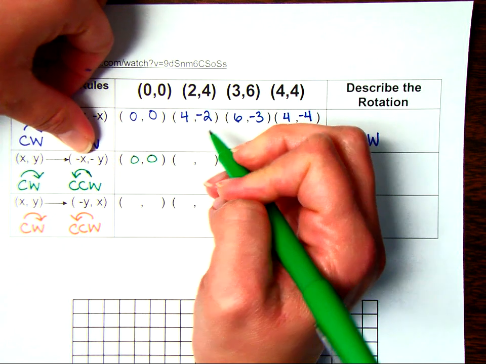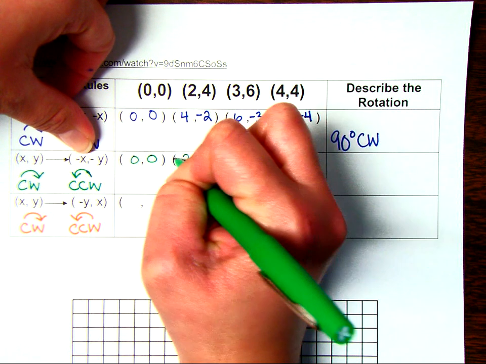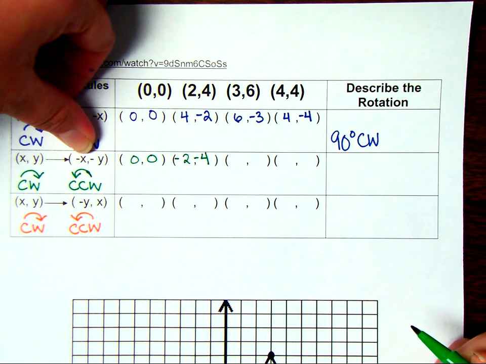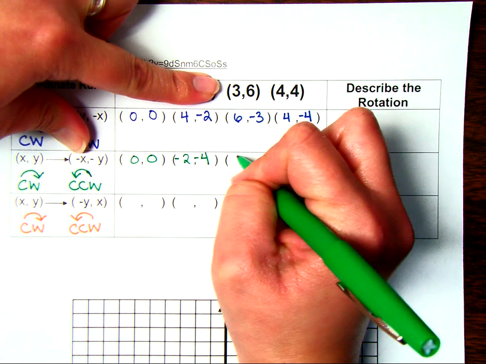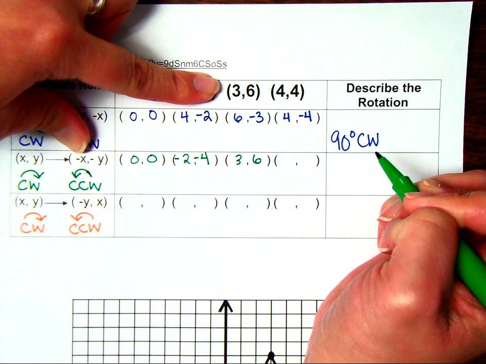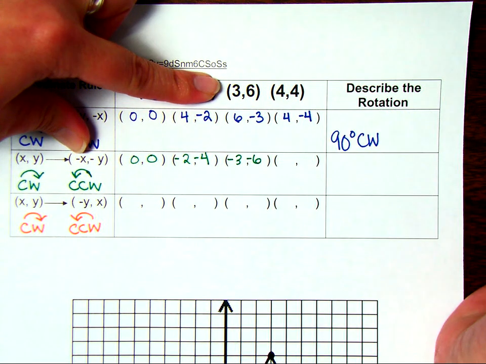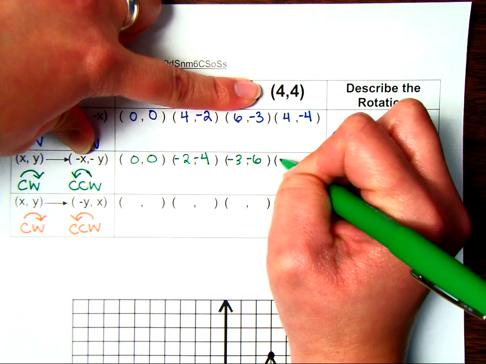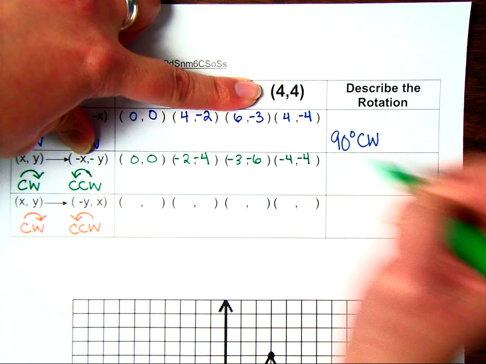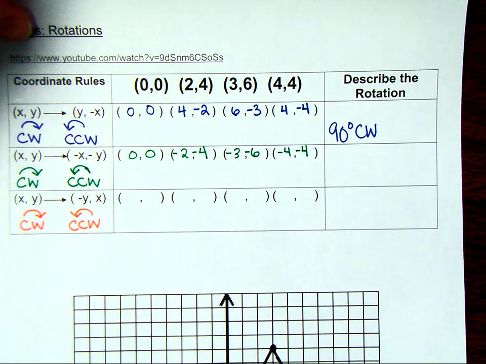Okay? So my original ordered pair, 2, 4. So my new ordered pair, x and y stay in the same position, but they're both the opposite, so now it's -2, -4. My next ordered pair is 3, 6. They're staying in the same position, but that negative means the opposite. So now I have -3, -6. And lastly, 4, 4, the opposite of both is -4. Okay? So those are what I'm going to plot down here in green.